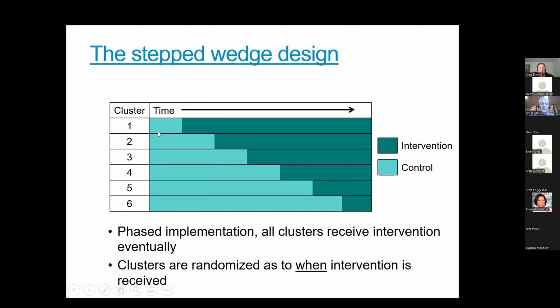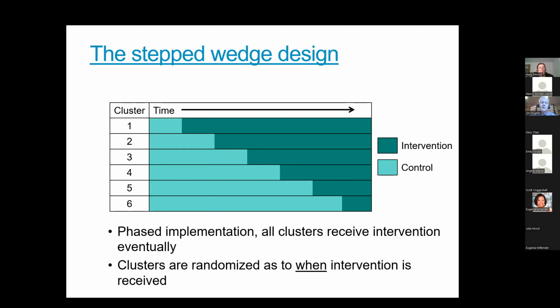So in this example here, all of these clusters start in the standard of care or control condition. And then one cluster is randomly selected to introduce the intervention. Once the intervention is introduced, it's maintained. Then another cluster is randomly selected to start, and so forth. And so the intervention is rolled out across the clusters over time here.